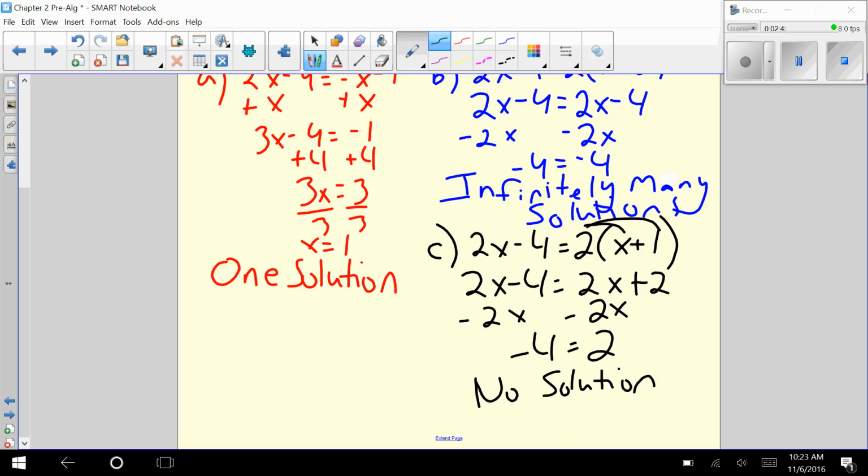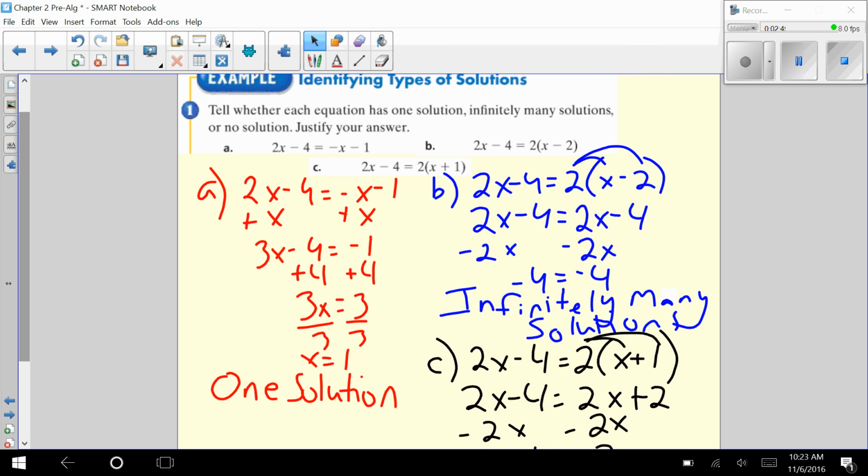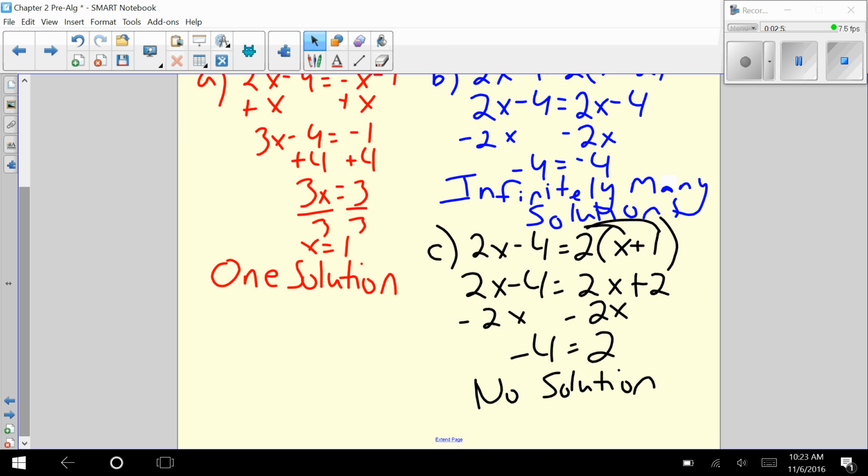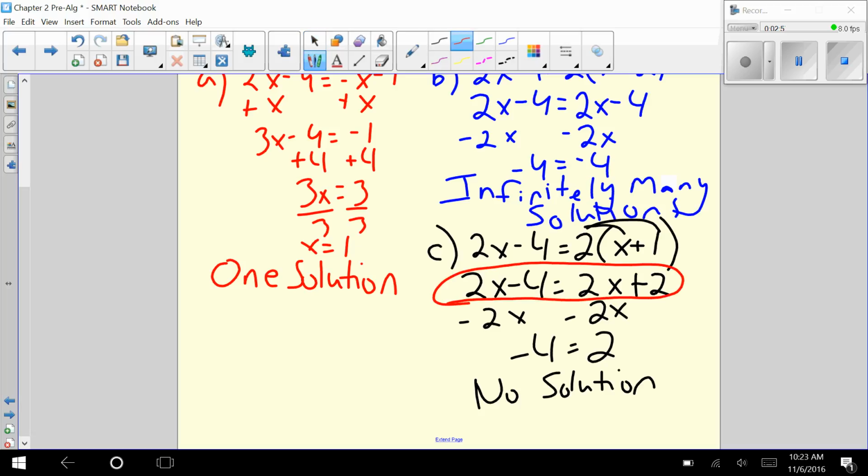So at this point, you might realize a couple shortcuts that we could use. Let's look at no solution first. You'll notice in our simplified spot here, after we simplified first, our variables have the same coefficient. They both have that 2. But they have different constants. There's a minus 4 and a plus 2. That's our shortcut for no solution: if they have the same coefficient and different constants.